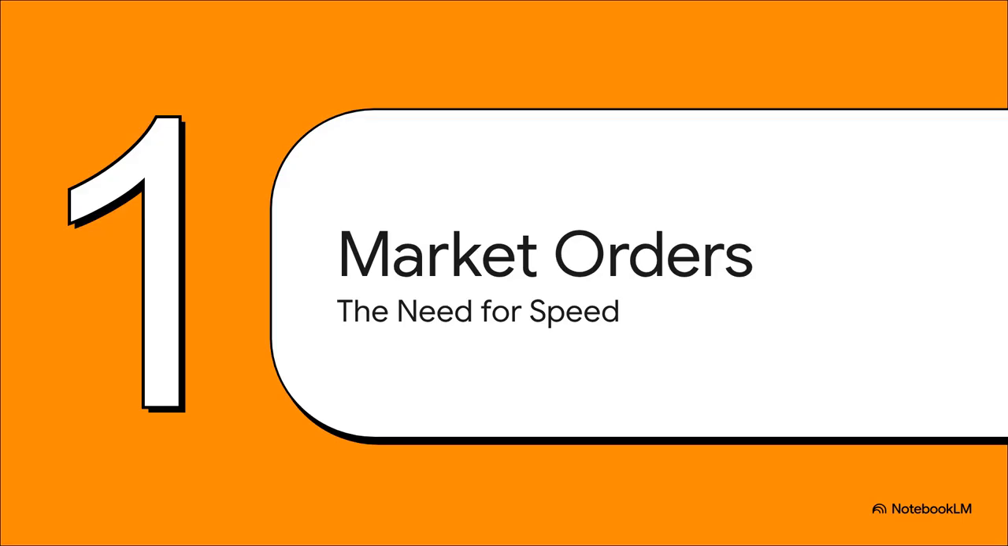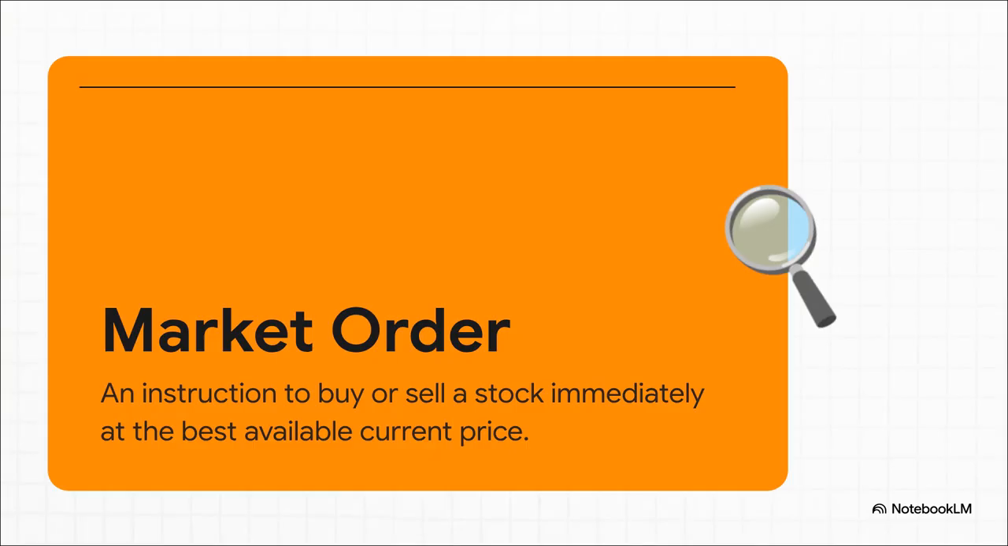First step is the most fundamental, the most common one of all, the market order. This one is all about one thing, and one thing only, speed. A market order basically tells your broker, look, I don't really care about the exact price down to the penny. Just get me into this stock or get me out of it as fast as you possibly can. It's all about prioritizing speed. Your order essentially jumps to the front of the line and gets filled almost instantly at whatever the going rate is at that exact second.